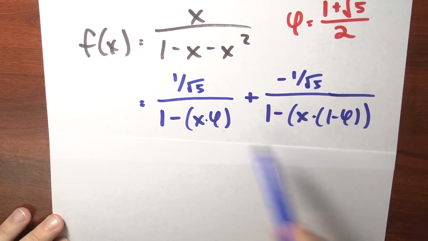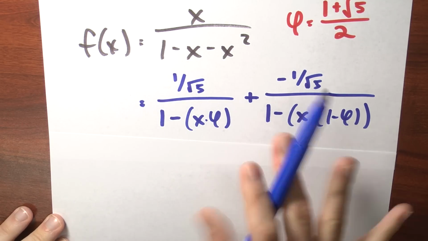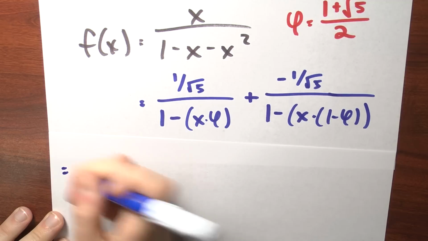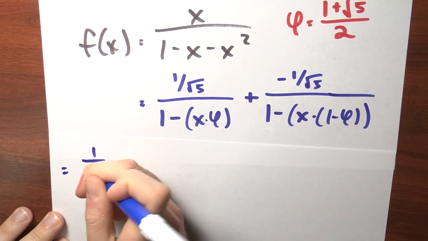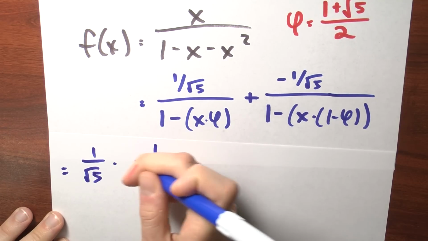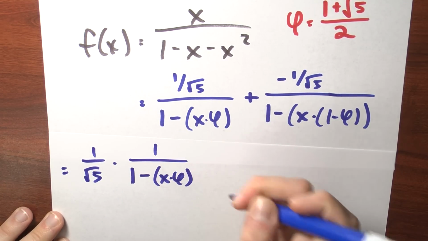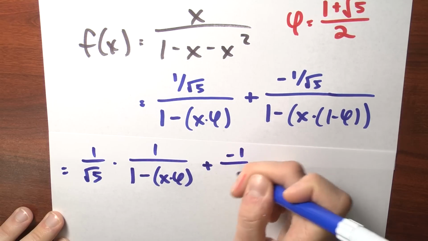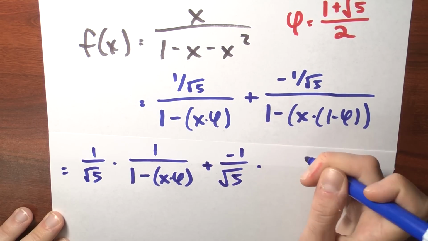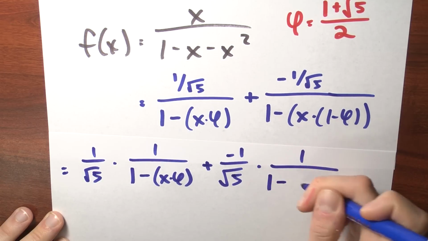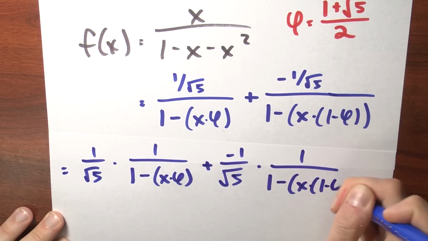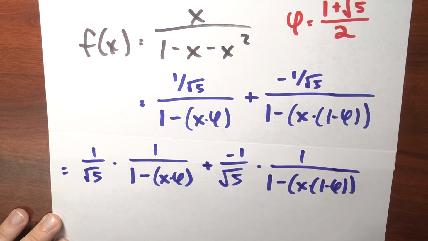How is that better? It looks like I've just made a total mess of things. Well, the trick now is that I can write these each as power series. Here we go. This is 1 over the square root of 5 times 1 over 1 minus x times phi, plus negative 1 over the square root of 5 times 1 over 1 minus x times 1 minus phi. But I have a power series for 1 over 1 minus something, right?